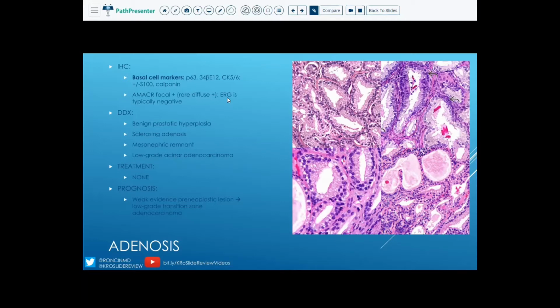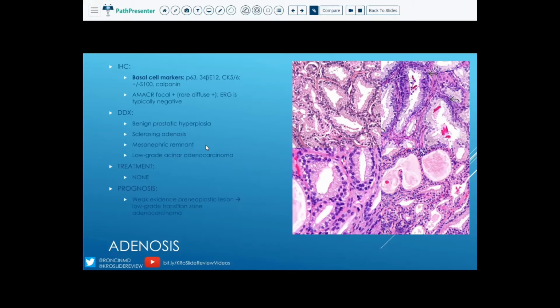So your differential in these cases, and again, this one just gives you more of the crystalloids. Here's more of that amorphous material. It includes things like BPH, sclerosing adenosis. Well, our case looked more like sclerosing adenosis than regular adenosis. You can also think about things like mesonephric remnants, as well as low-grade adenocarcinoma.